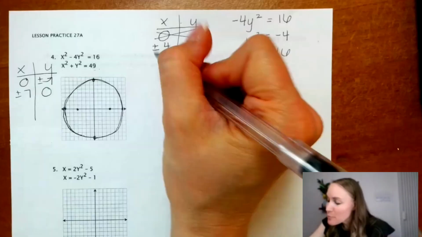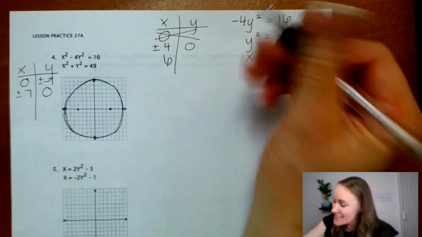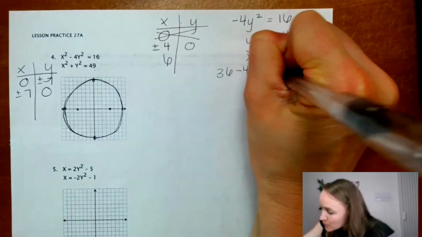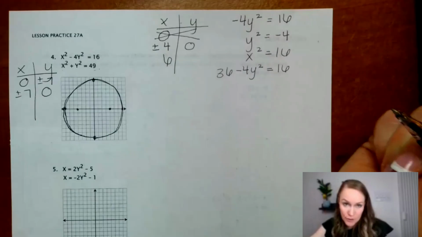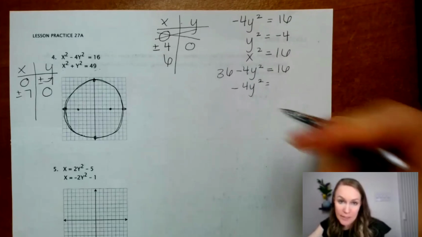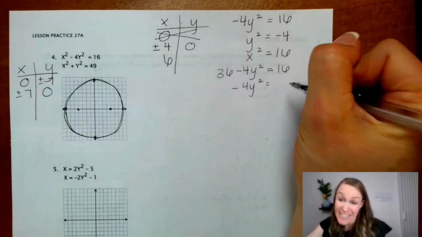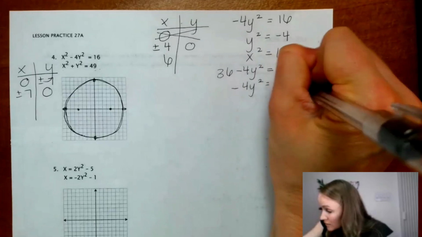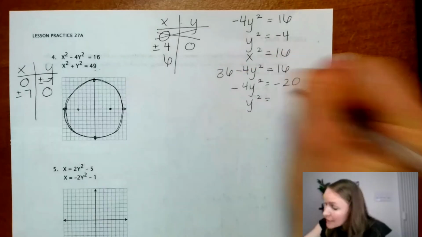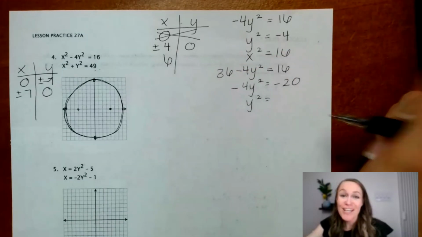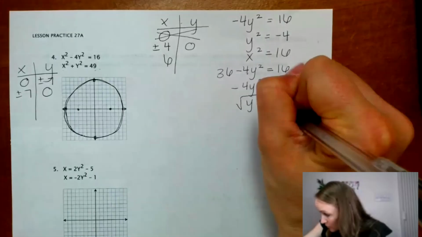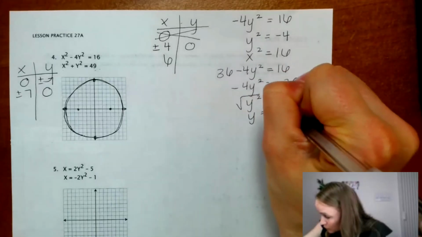Okay. So if I plug in 6 for x, I'm going to get 36. So 36 minus 4y squared equals 16. I subtract over 36. I get negative 4y squared equals 16 minus 36, which is negative 20. Now I'm going to divide both sides by negative 4. I get y squared equals negative divided by negative is a positive. Woohoo! 20 divided by 4 is 5. And then I need to square root both sides. y equals plus minus root 5.